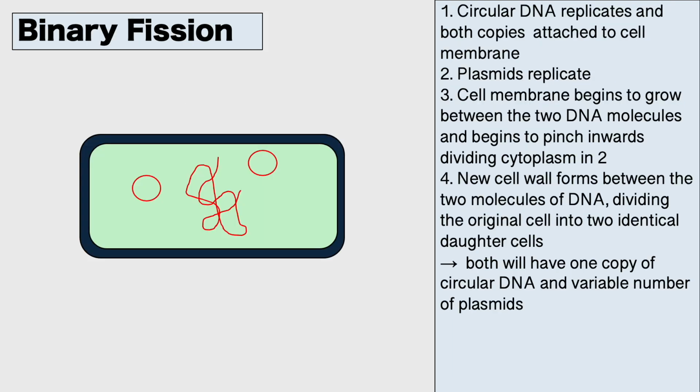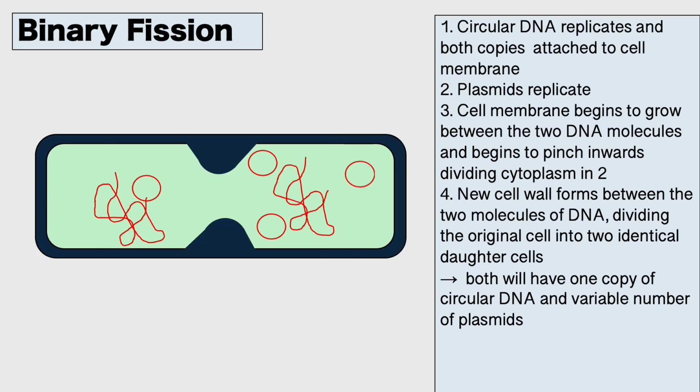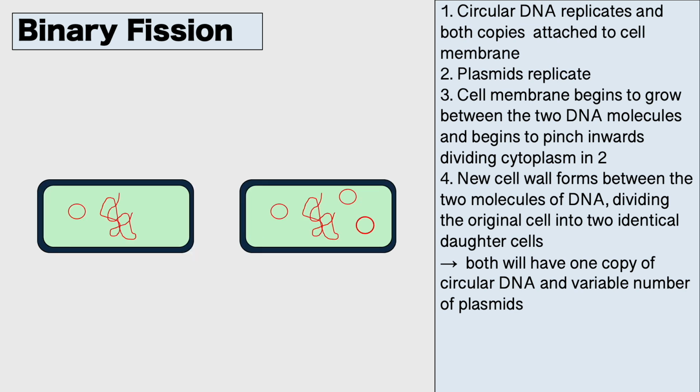Prokaryotes don't use mitosis to divide, they use binary fission. Step 1. The circular DNA replicates and both copies attach to the cell membrane. Step 2. The plasmids replicate. Step 3. The cell membrane begins to grow between the two DNA molecules and begins to pinch inwards, dividing the cytoplasm in two. Step 4. New cell walls form between the two molecules of DNA, dividing the original cell into two identical daughter cells. Both will have one copy of the circular DNA and a variable number of plasmids.